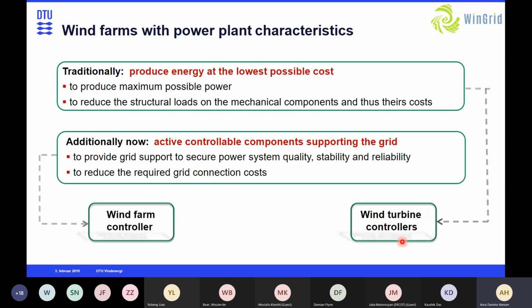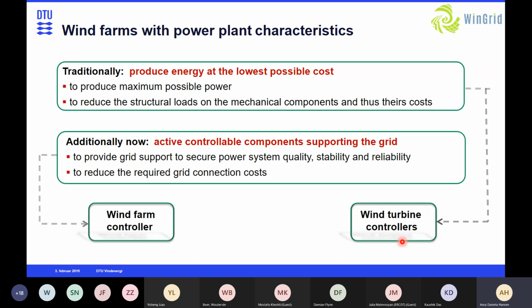So the power system has become more dependent on wind power production, and there is continuous serious concern for power system operators, and this leads to the situation that today wind farms should behave as active controllable components supporting the grid. So they are not just there to produce power, they also have to support the system in a similar way as conventional power plants do.